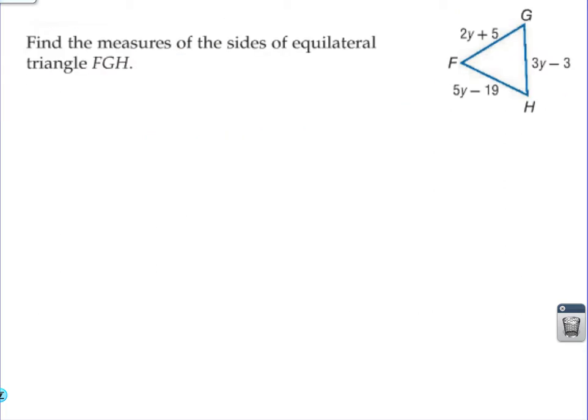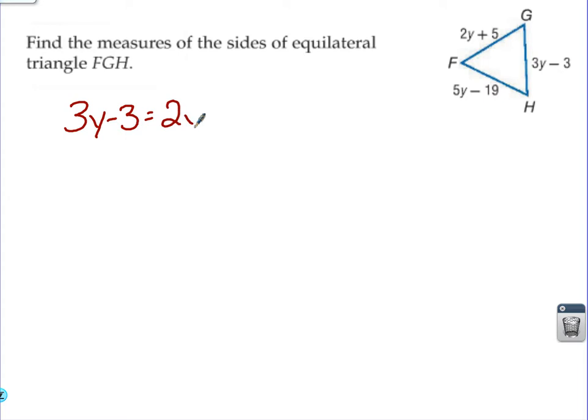Same thing, find the measures of the sides of the equilateral triangle. Remind me, Rachel, what do we mean by equilateral? All three are congruent. So we've got a dilemma here, right? How do you set this problem up? Somebody help me out. 3y minus 3 equals what? Any idea?